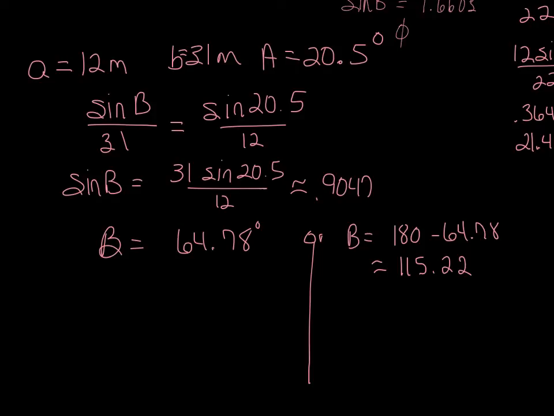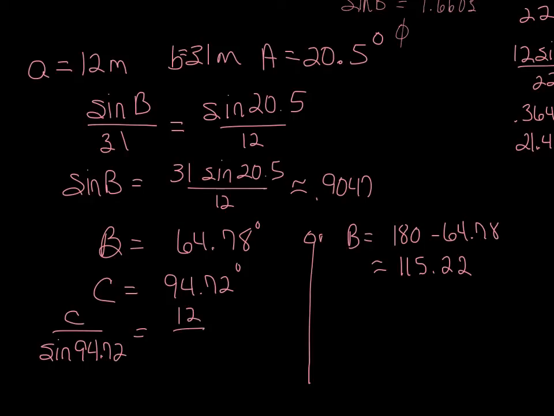Okay, so on the left side, we've got 2 angles. I can find angle C. Angle C is 180 minus 20.5 minus 64.78, and that's 94.72 degrees for angle C. And now I just need to find side C. So C over the sine of 94.72 is equal to, let's use our given information, 12 over the sine of 20.5.